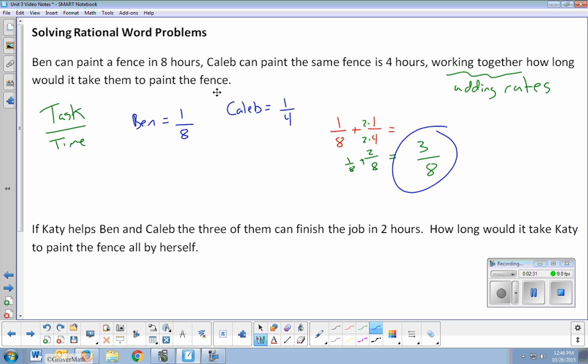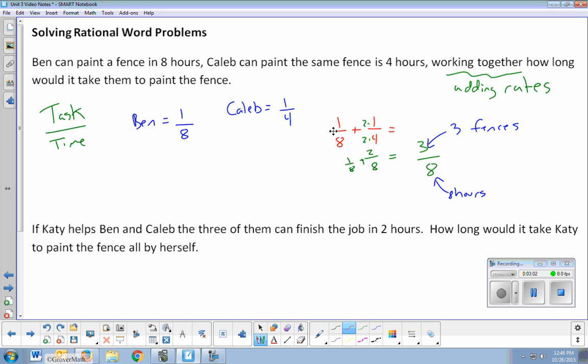What does that mean? Well, we have to remember what we said this is, that this is task over time. For Ben, that's one fence, 8 hours. Caleb, that's one fence, 4 hours. So this answer of 3 over 8 really translates to 3 fences in 8 hours. So that's their rate, 3 fences, 8 hours. But does that really answer the question? I want to know how long is it going to take them to paint the one fence.